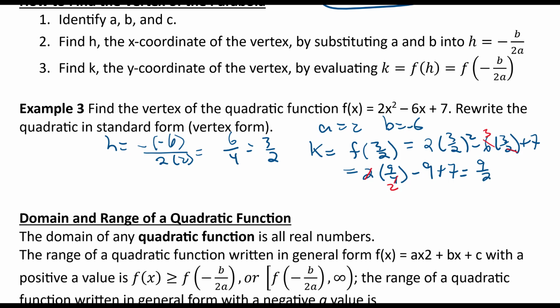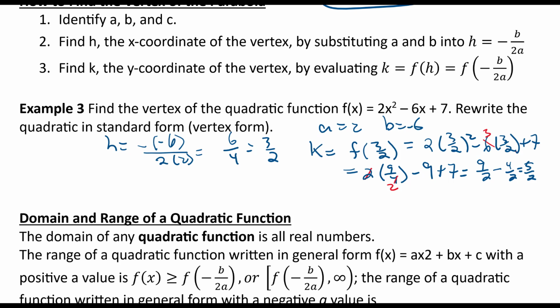So we end up with 9/2 minus 9 plus 7, so negative 9 plus 7 is negative 2. So minus 2, so that's 4/2. So I get 5/2. Okay, so now we need to simplify this and turn this into the other form.